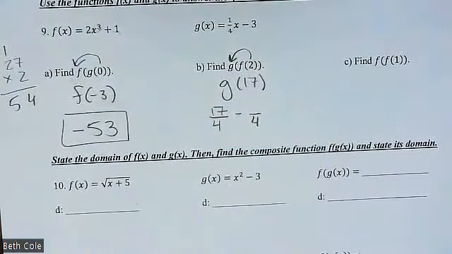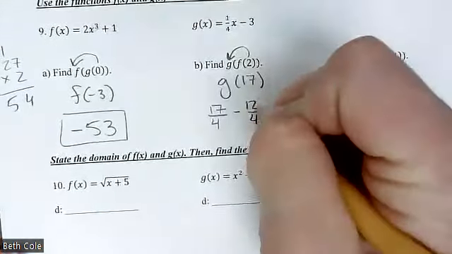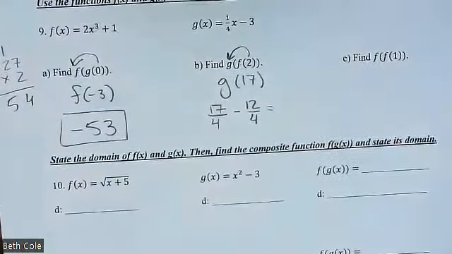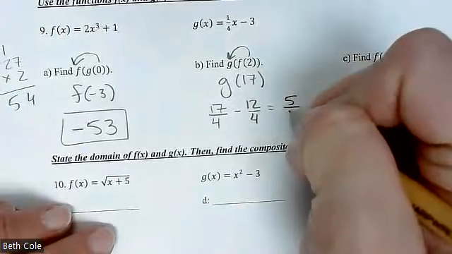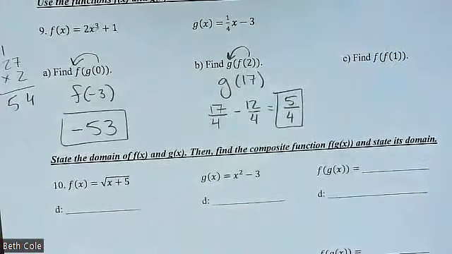And walking around, this went well when I questioned everybody. How many fourths is 3? 12. So 12 fourths. And then you can combine, like you have a common denominator now, you can combine them together. So 17 fourths minus 12 fourths is 5 fourths. So sometimes fractions happen, okay?